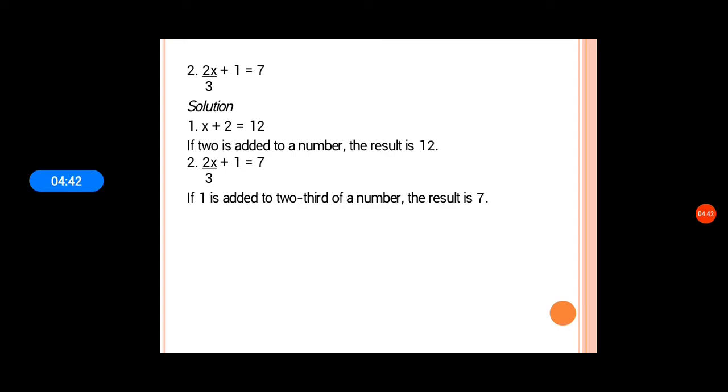Then the next question says 2x all over 3 plus 1 equals 7. For me, I'll say if 1 is added to 2/3 of a number, 2/3 stands for 2 over 3 of a number. The number is x. The result is 7.